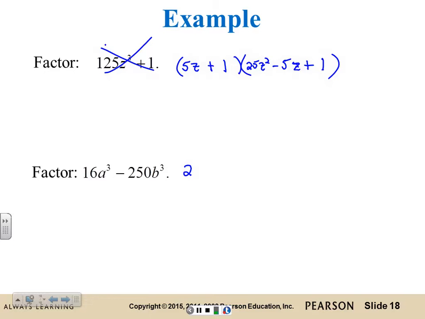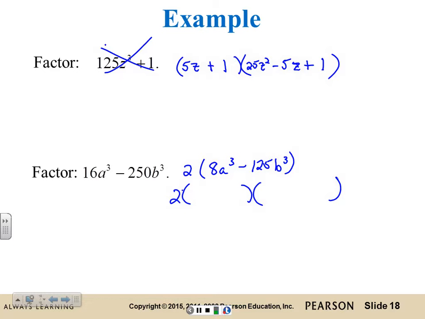So remember, always try to look for a pattern. And if it's not a pattern and it's a binomial, your binomials are either going to be patterns or they're going to be greatest common factor. In this case, it's going to be both. So I can factor a 2 out, and that's going to give me 8a to the third minus 125b to the third. Now I have perfect cubes, and now I can do my pattern.